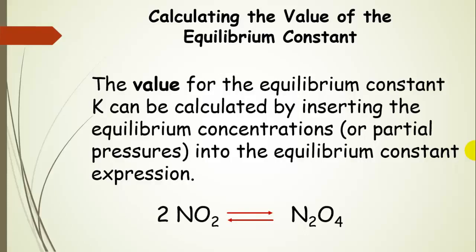We can actually calculate a value or a number for this equilibrium constant, and we do that by inserting the equilibrium concentrations or partial pressures into the equilibrium constant expression. So once the system comes to equilibrium, then we plug in those concentrations or those pressures into the equilibrium constant expression, and then we do the math and we get a value for the equilibrium constant.